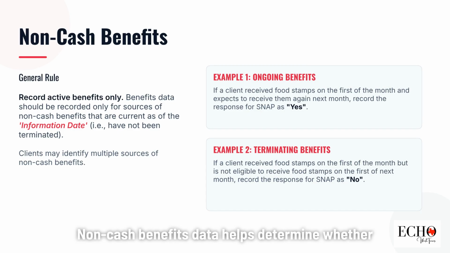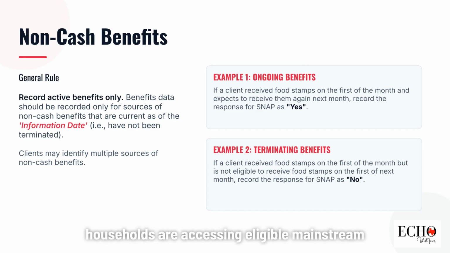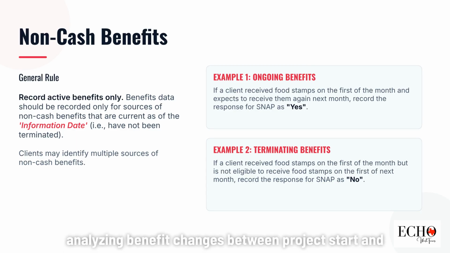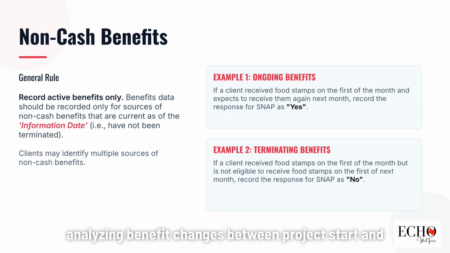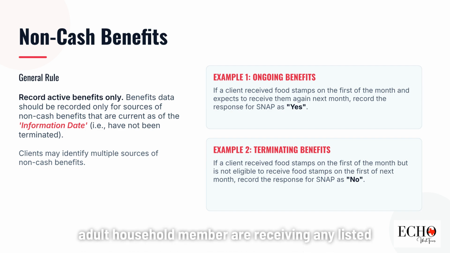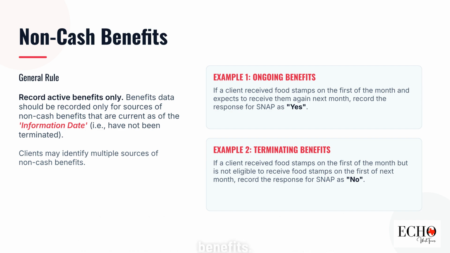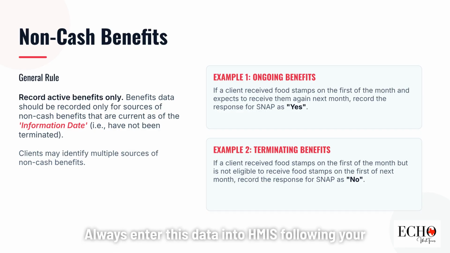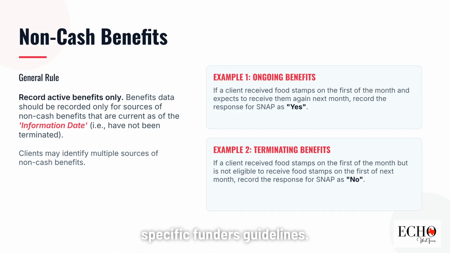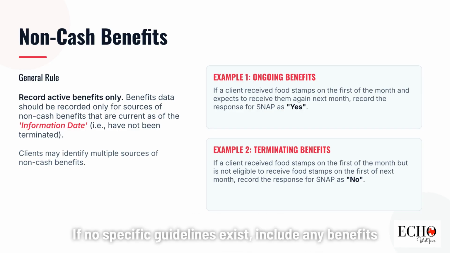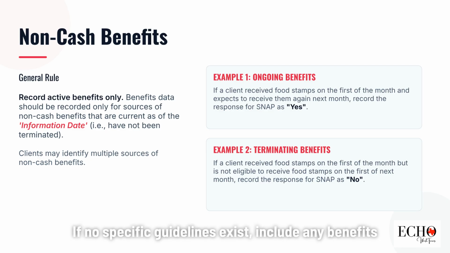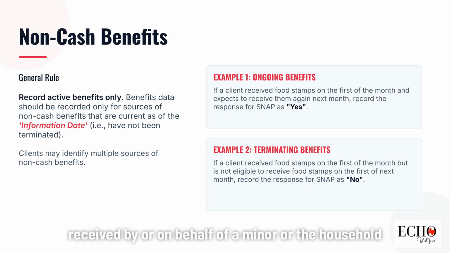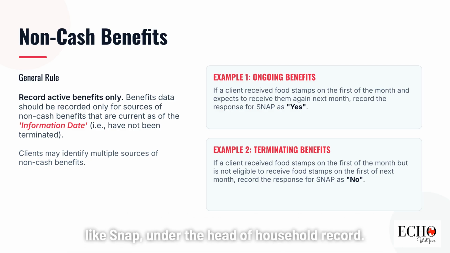Non-cash benefits data helps determine whether households are accessing eligible mainstream program benefits at project start and allows for analyzing benefit changes between project start and exit. Indicate whether each head of household and each adult household member are receiving any listed benefits. Always enter this data into HMIS following your specific funder's guidelines. If no specific guidelines exist, include any benefits received by or on behalf of a minor or the household as a whole, like SNAP, under the head of household's record.